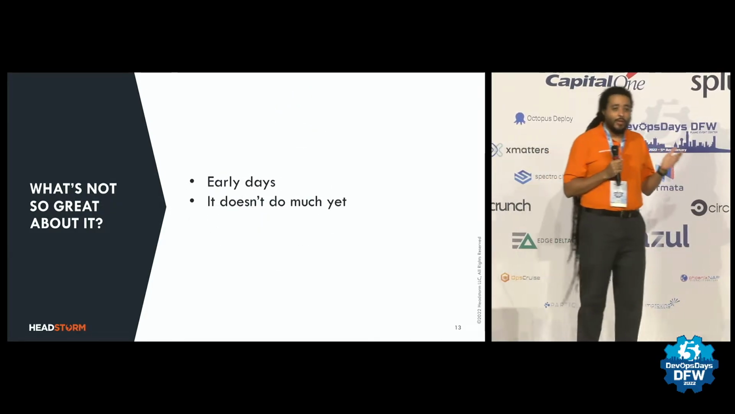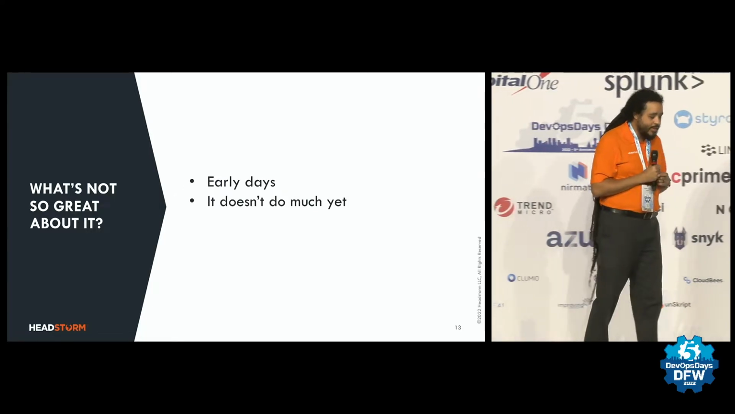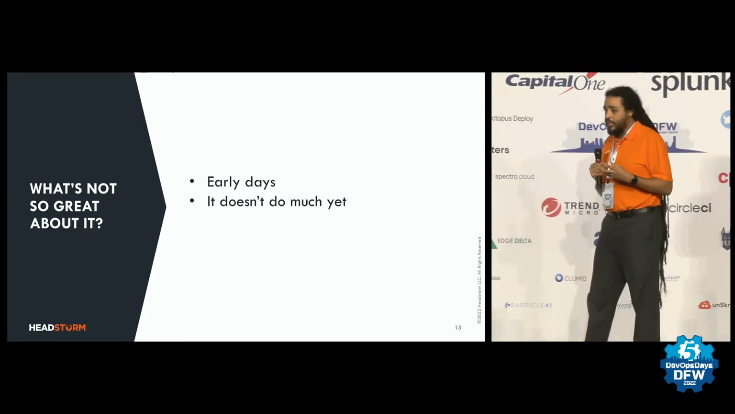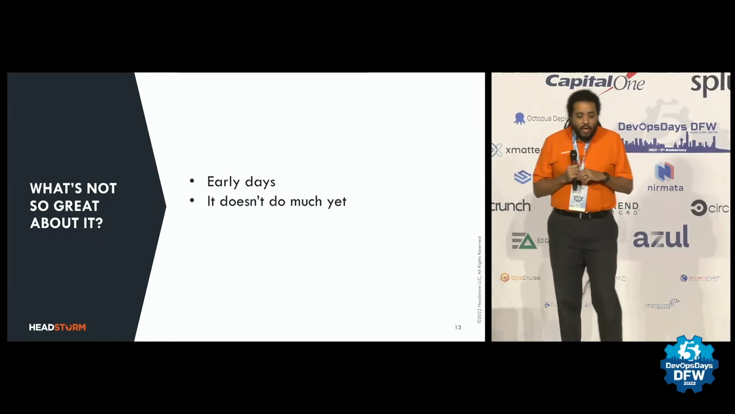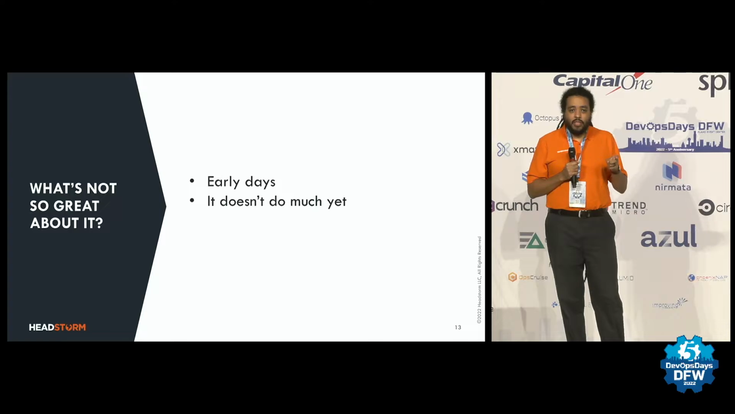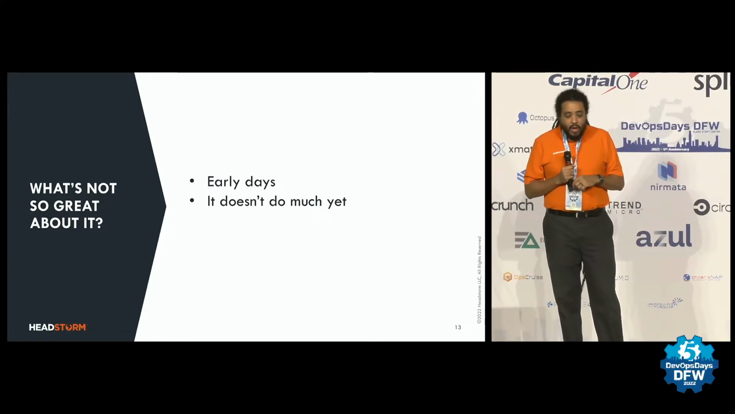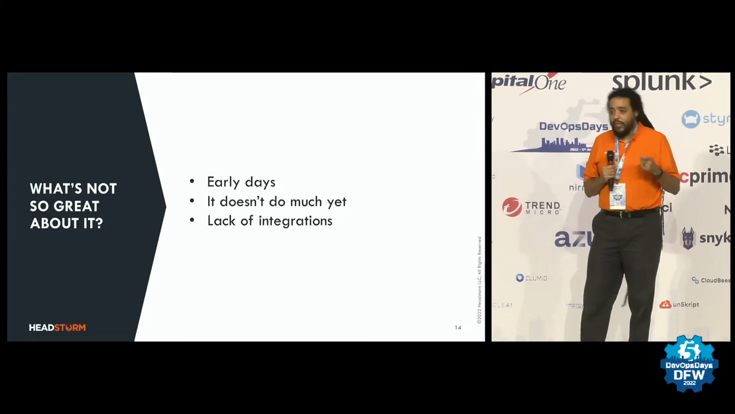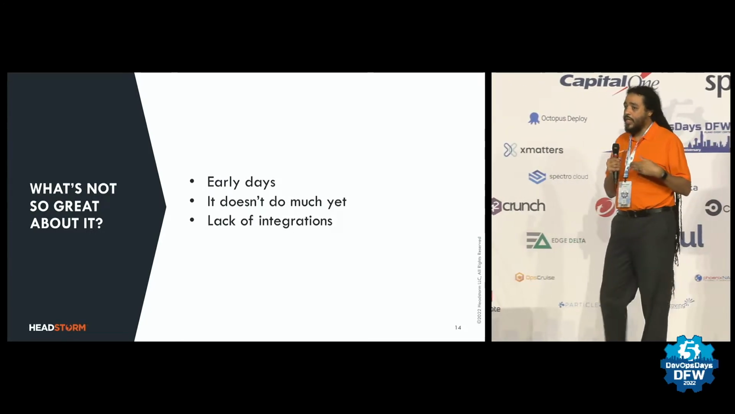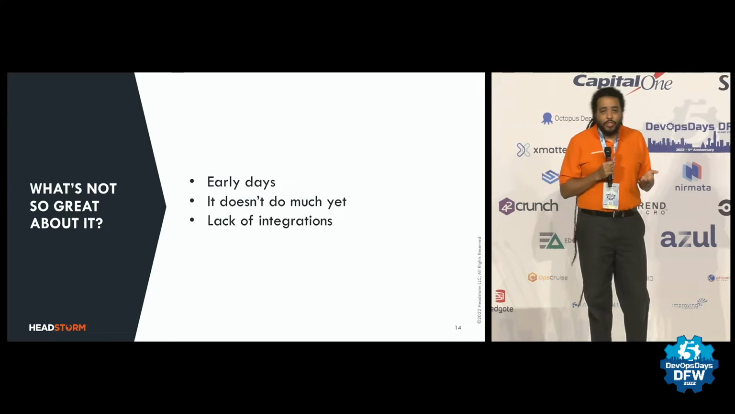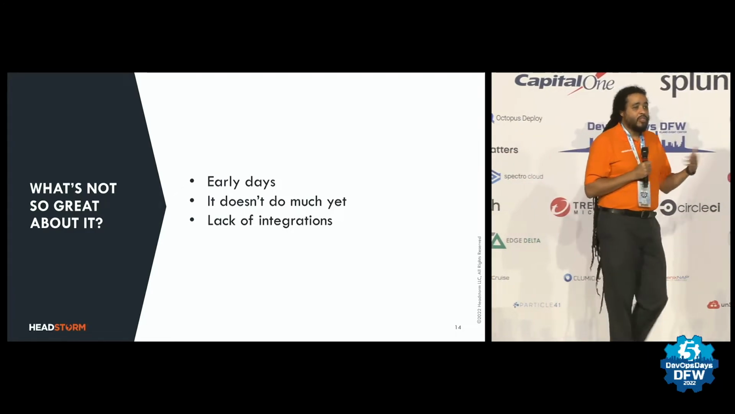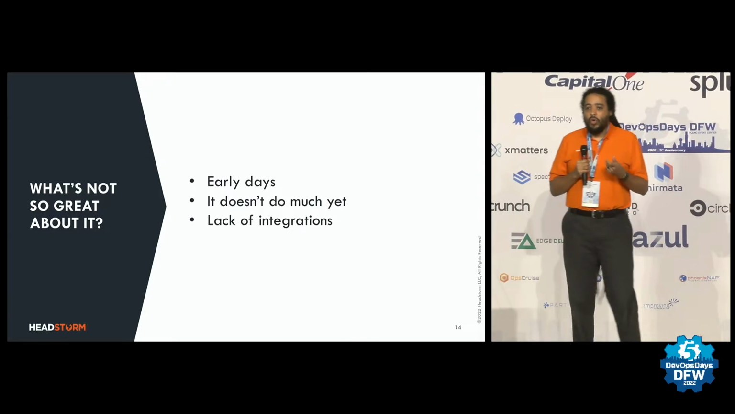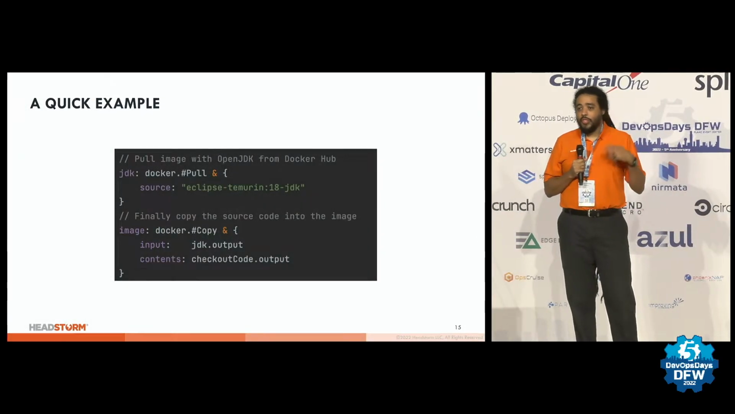So what's not so great about Dagger right now? It is early days, and so it doesn't really do a whole lot yet. I did mention that it does at least have support for caching, and that's really nice. I'll tell you a little more about that when I talk through my example. But right now, it is still very, very early. The key thing I think is going to stymie adoption, at least initially, is its lack of integrations. If you want to run this in Jenkins or GitHub or whatever, you're going to have more fine-grained control over it than you really want to.